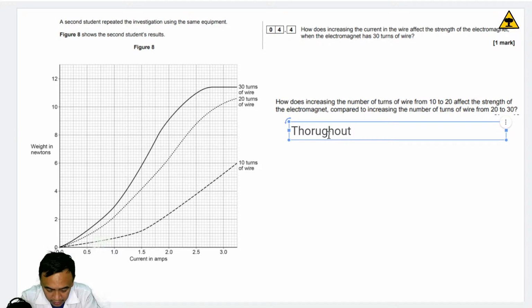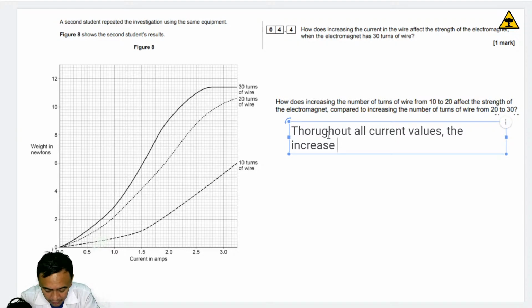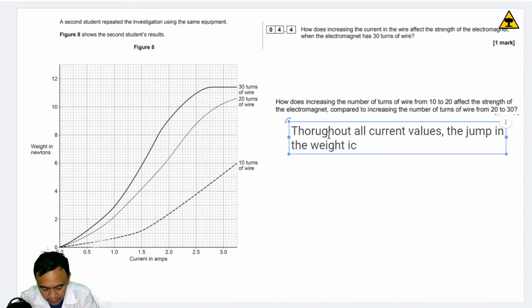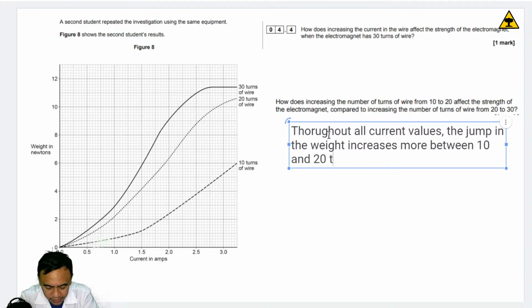Throughout all current values, the jump in the weight increases more between 10 and 20 turns as compared to 20 and 30 turns.